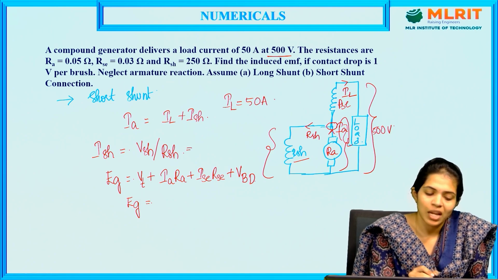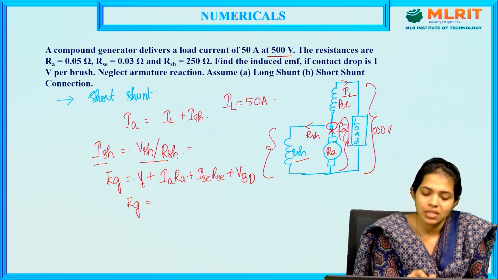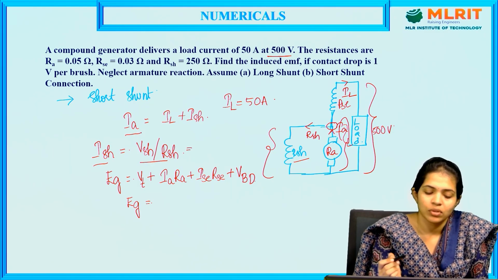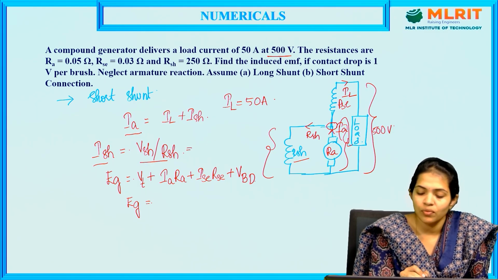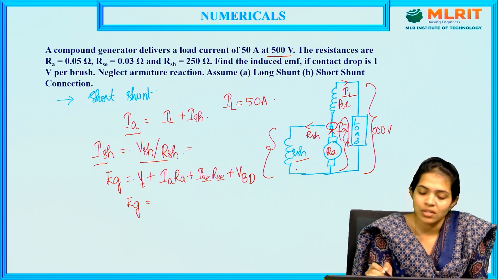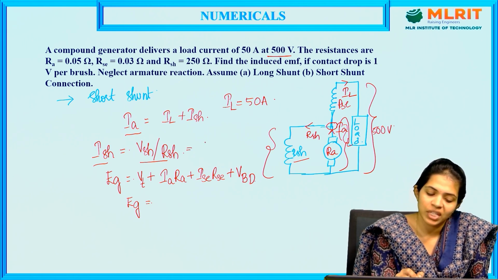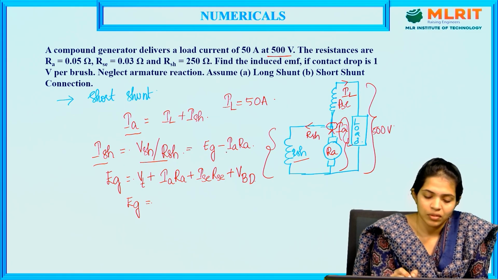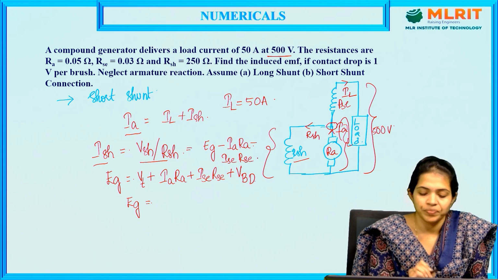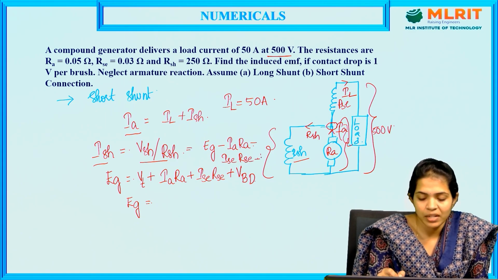So we need to calculate ISH such that we will get the IA value. Now to calculate the IA value, we have VSH by RSH. So VSH will be the generated EMF EG minus IA RA minus ISC RSC minus VBD.